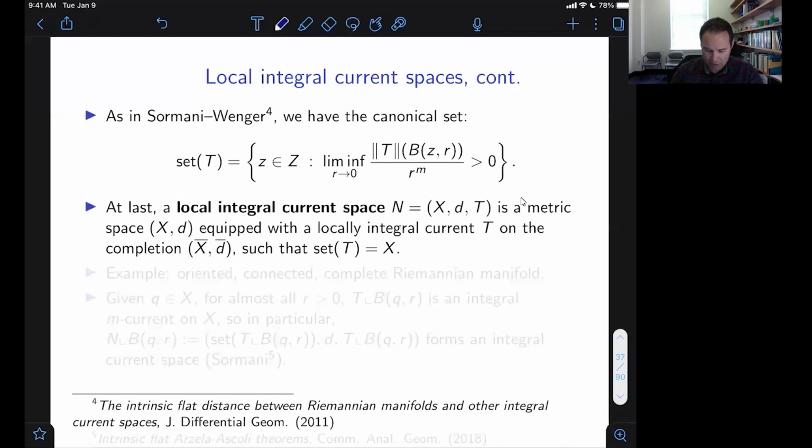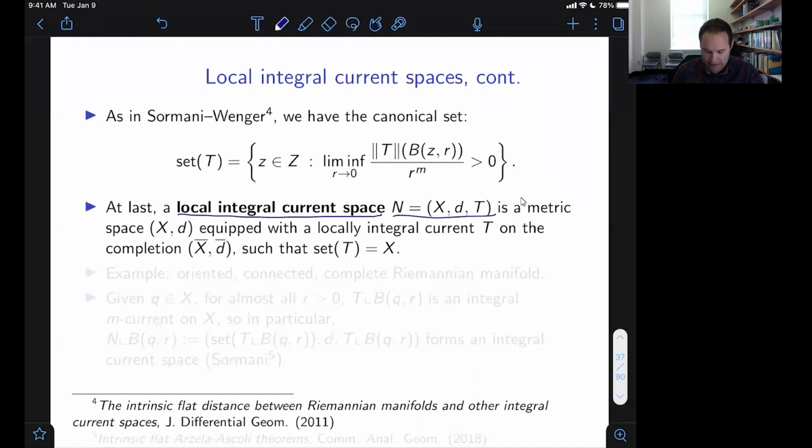The definition, this will really be the key definition in our theorems, is a local integral current space. This mirrors the Sormani-Wenger definition in the non-local case. It's just a metric space with a locally integral current. The current is defined on the completion, but you need the canonical set to actually equal the entirety of the original set.